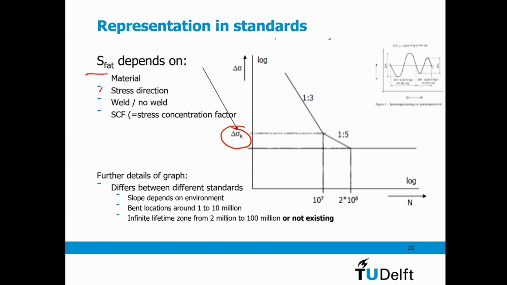The type of direction stress I already explained, so whether it's a weld or not a weld, and whether we have stress concentration factors. Standards make different approaches to this, but the general idea is always the same. I need to determine some kind of a fat class or a classification of a detail, and then the rest of the curve is fixed.